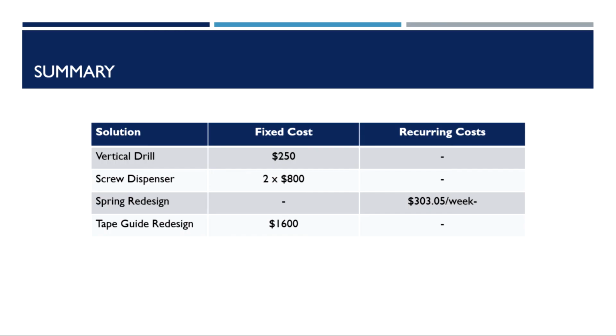To summarize, in order to improve the process, several changes had to be made. These changes included the addition of a drill, a screw dispenser, and white indicator lines on the spring and the base, as well as the replacement of the white guide piece with a redesigned mold for the measuring tape.